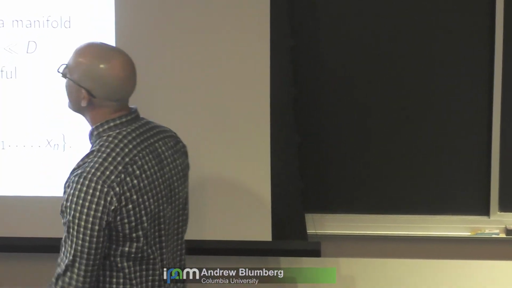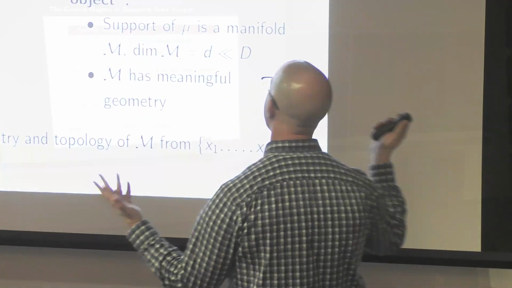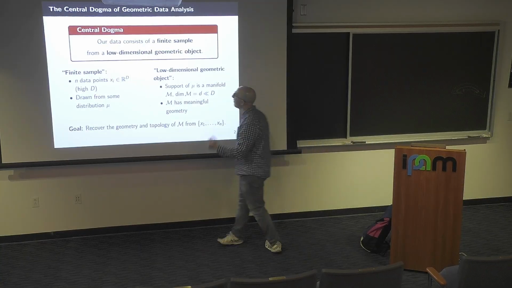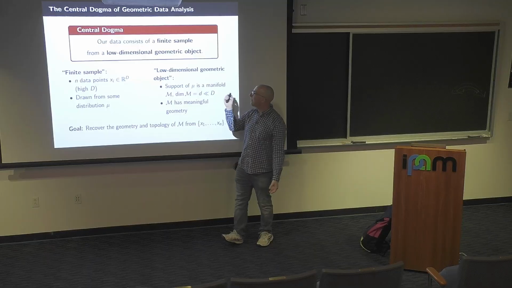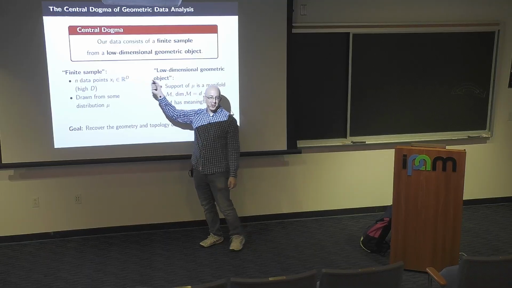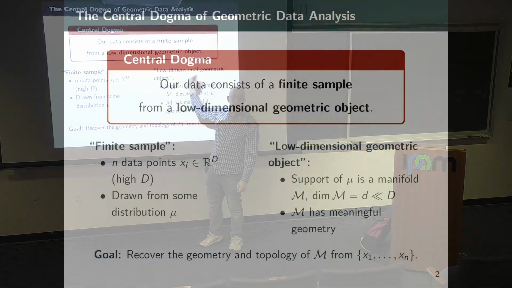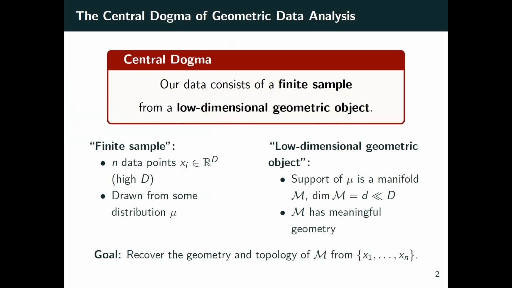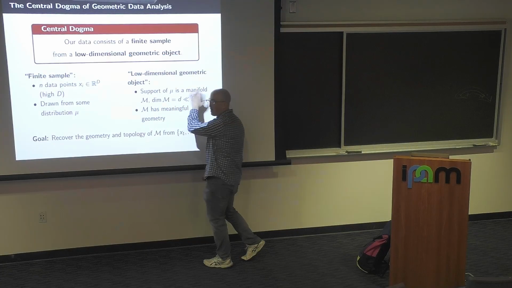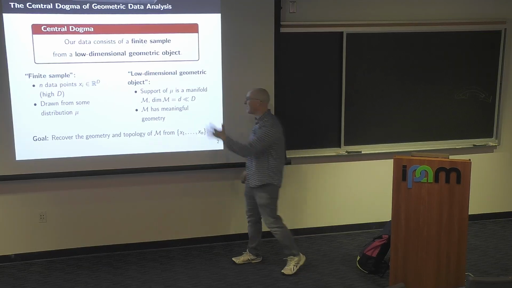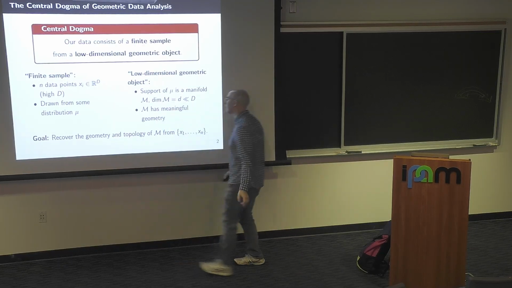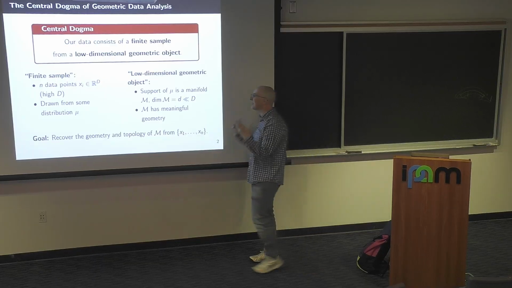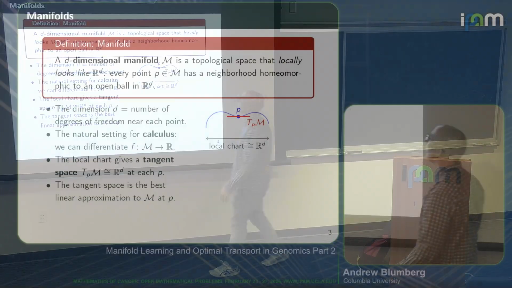So the central dogma for geometric data analysis is that the data consists of a finite sample from some low-dimensional geometric object. And I'm being deliberately vague here about what low-dimensional means and what geometric means. We do know now what we mean by sample. So it's a metric measure space. It has some additional geometry, and I don't want to say what it is yet. But one kind of thing that people often imagine is that, in fact, it's a manifold, or a compact Riemannian manifold. And let me say a little bit about what that means. But of course, the goal is going to be to recover something about the geometry or the topology of this from finite samples. OK, so what's a manifold?